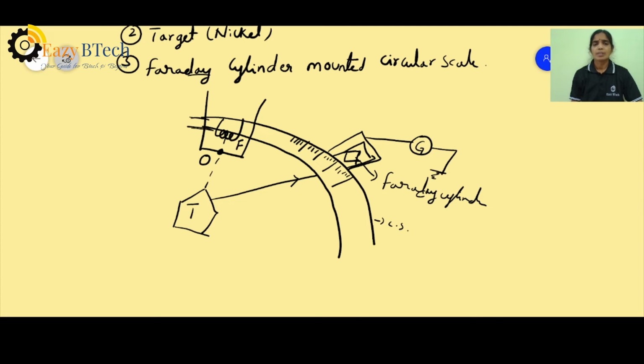Now, as I said, once we apply the voltage, the filament gets heated and generates electrons onto the target, which are collected with the help of the Faraday cylinder that keeps moving on the circular scale. Now, when this is happening at a potential of 54 volts, it has been observed that a first order diffraction with the highest intensity peak is observed.